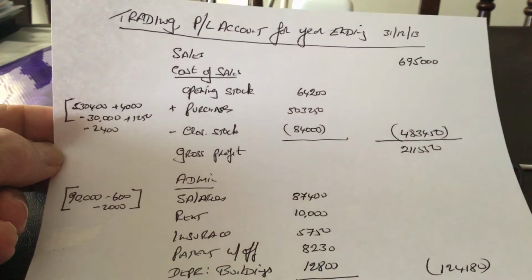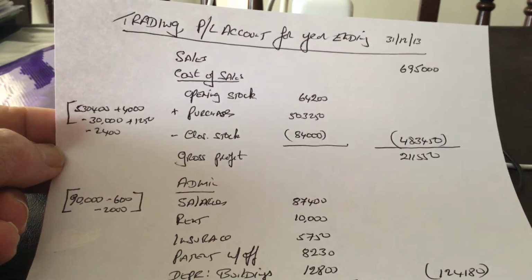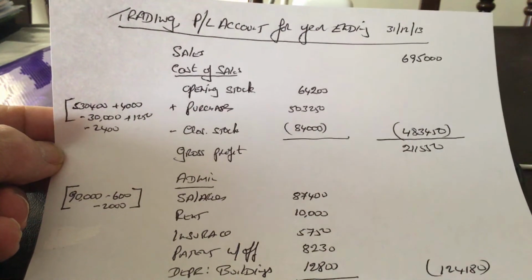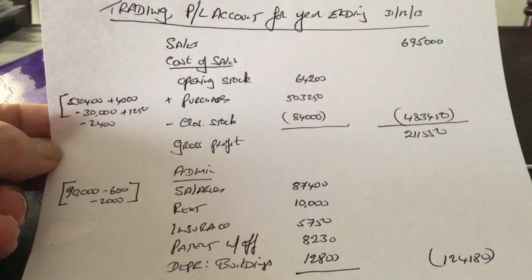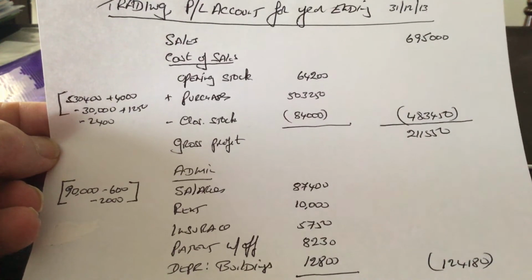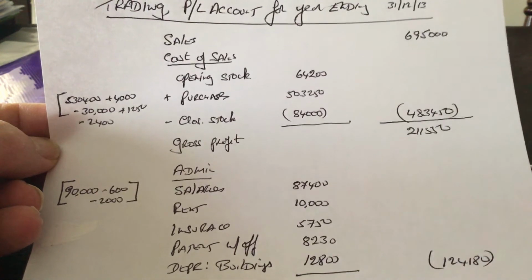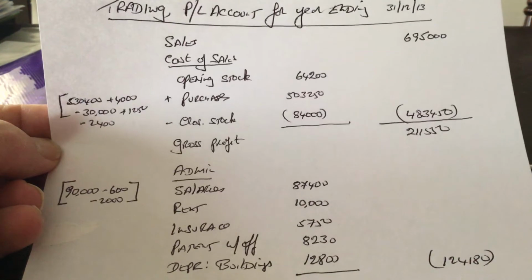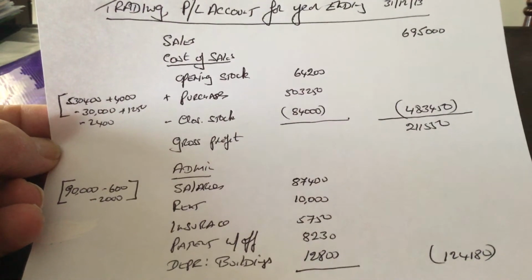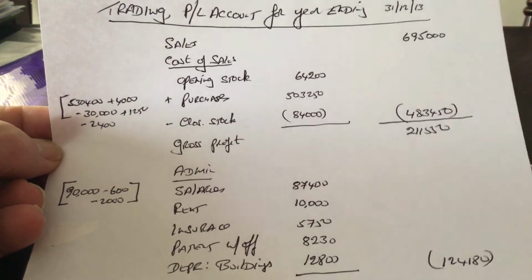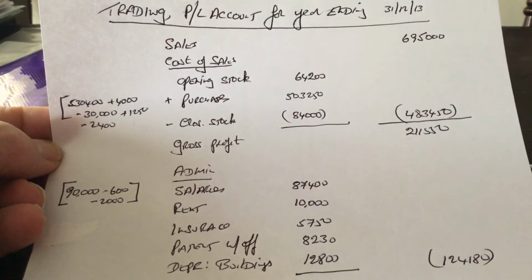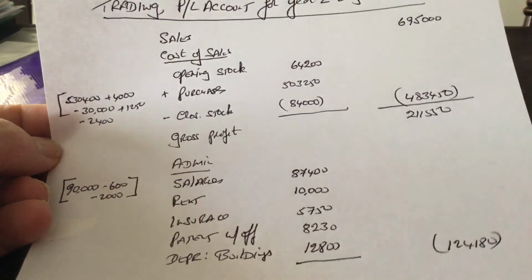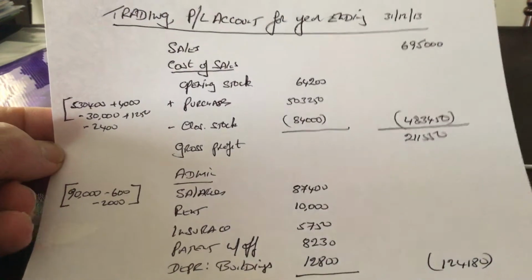Now let's continue on and start doing the trading profit and loss account. What we're going to do here is match the original trial balance with the adjusted trial balance that we've just done. And the rule here is that if it's on the debit side of the original trial balance and on the debit side of the adjusted trial balance, we add them together. If it's on the credit side of the trial balance and the credit side of the adjusted trial balance, we add them together. If it's on the debit side of the original trial balance and on the credit side of the adjusted, you take them away, and vice versa.